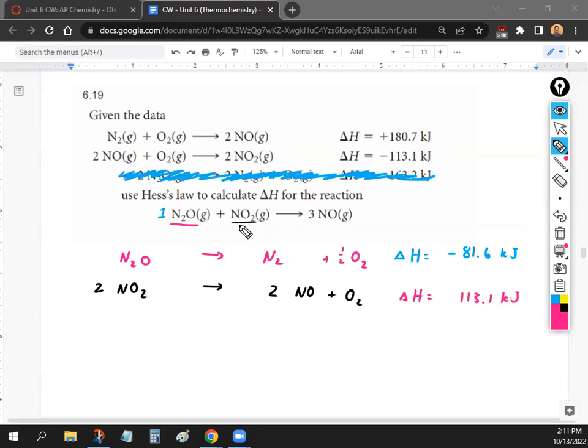Okay, now we have another problem here. In our final reaction, we only want 1 mole of NO2, but we have 2 moles here. So we're going to do the same thing and divide this reaction by 2 as well. If we divide this reaction by 2, we're going to get 1 mole of NO2, 1 mole of NO, and 1/2 of O2. We'll also need to divide our enthalpy by 2, and so that's going to give us an enthalpy of 56.55. And we're pretty much done with this reaction.